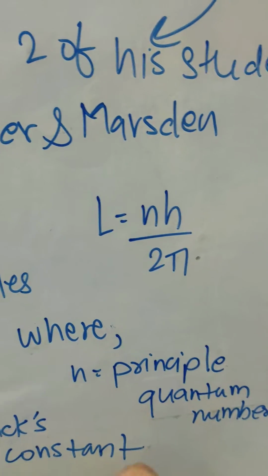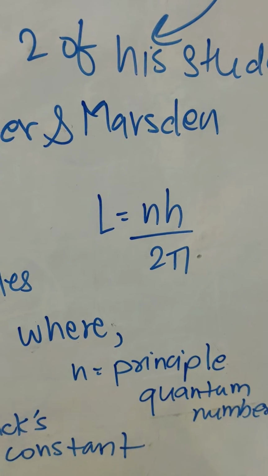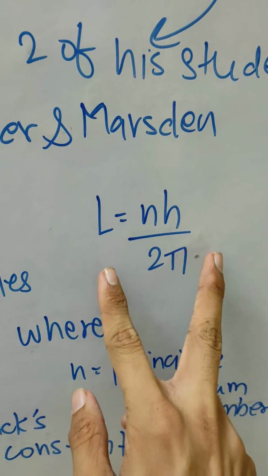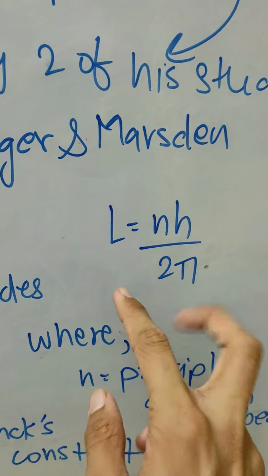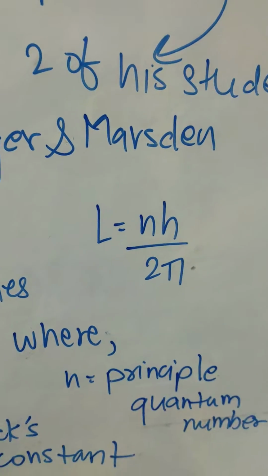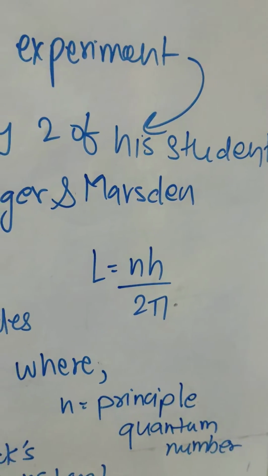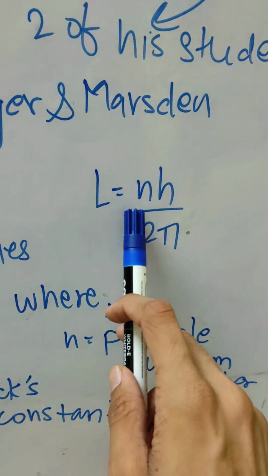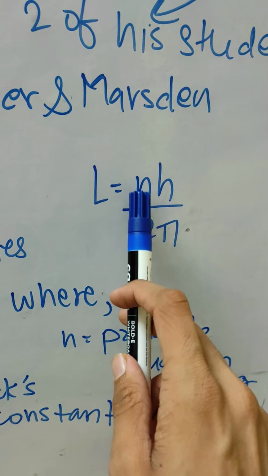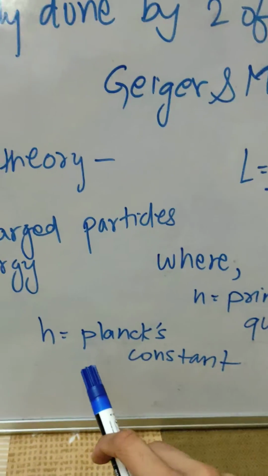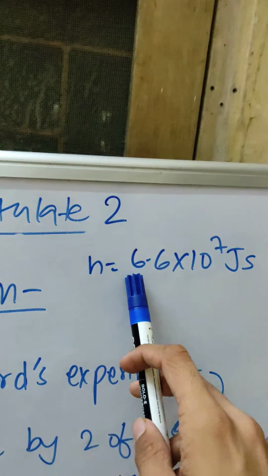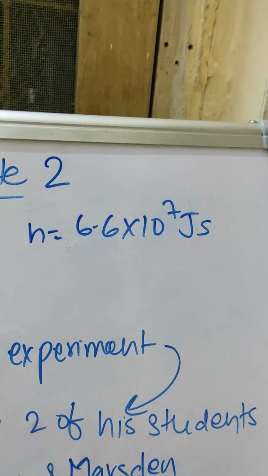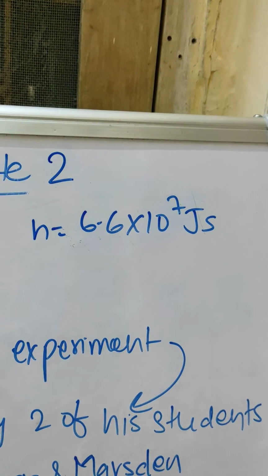And electrons just do not revolve in any orbital. They revolve in orbitals in which they have an angular momentum of nh upon 2 pi, where n can have any value from 1 to infinity, and n is the principal quantum number, where n denotes the number of the orbital in which the electron is, and h is Planck's constant, which has a value of 6.6 into 10 to the power minus 34 joule second. Now you will be asking how joule second, and I'll tell you in the next lecture.